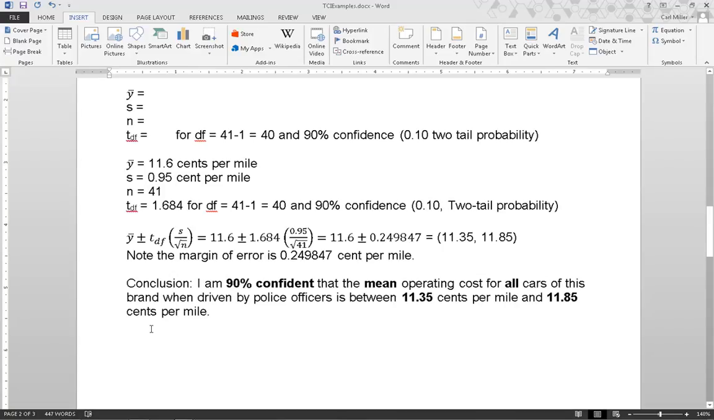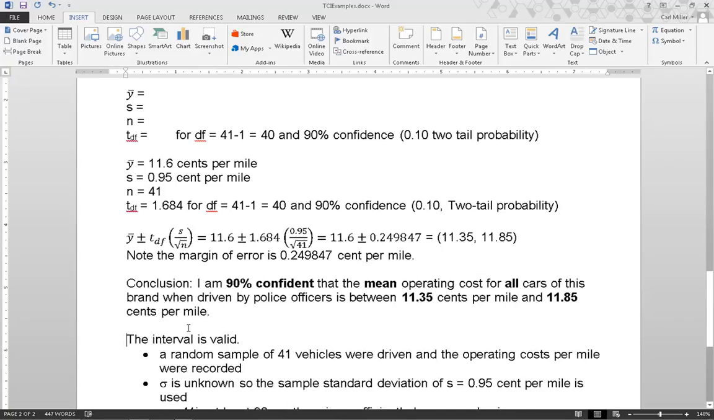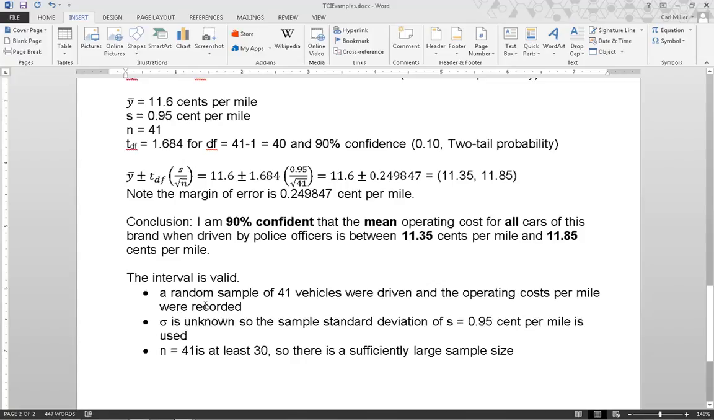Finally, is this valid? Yes, the interval is valid. We have a random sample of 41 vehicles which were driven, and the operating cost in cents per mile were recorded, so it's quantitative data. Sigma is unknown, so the sample standard deviation of S equal to 0.95 cent per mile is used, and the sample size, n equal to 41, is at least 30. So there's a sufficiently large sample size.